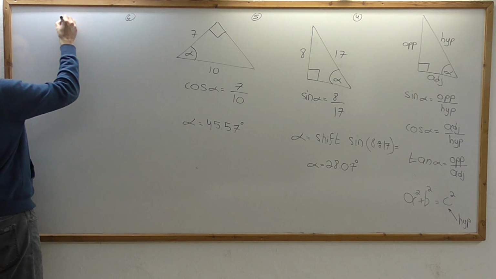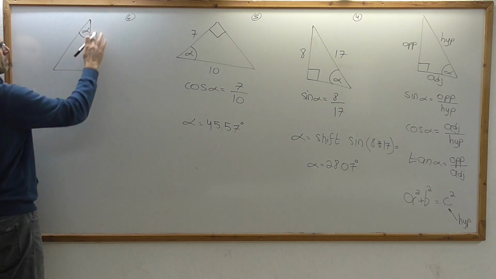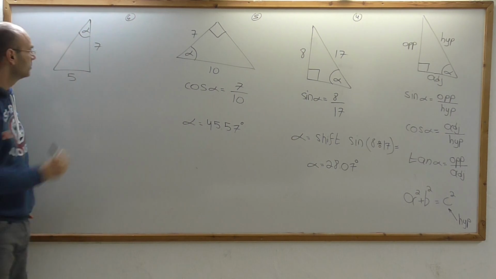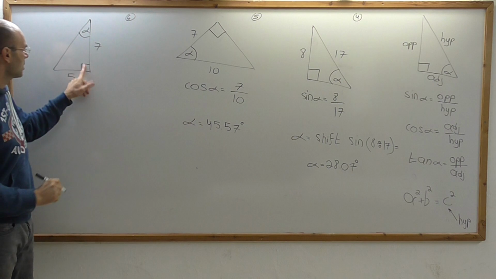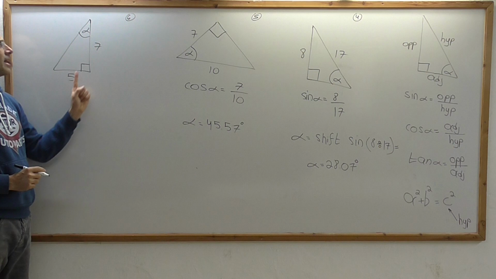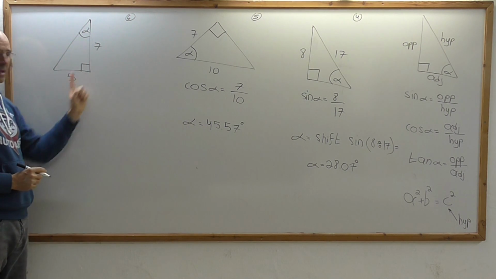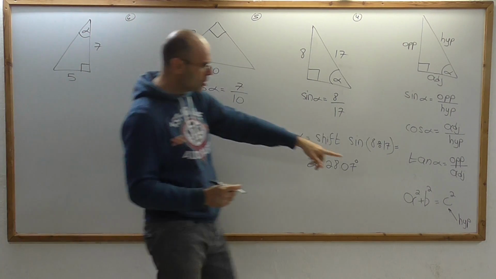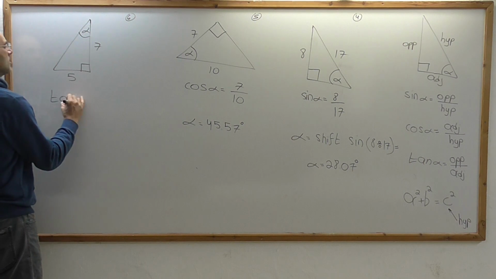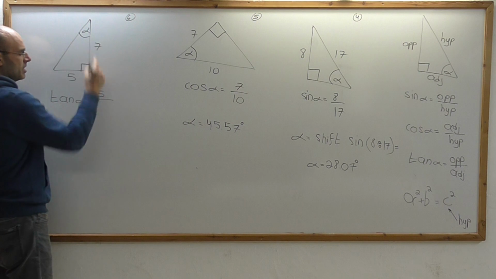6. Okay, let's turn it like this. Suppose this is alpha, this is 7, this is 5. I want the alpha. This is the right triangle, 90 degrees. I have the opposite side, I have the adjacent side, op, edge. Who corresponds with op and edge? Tangent. Tangent alpha equals opposite over adjacent.